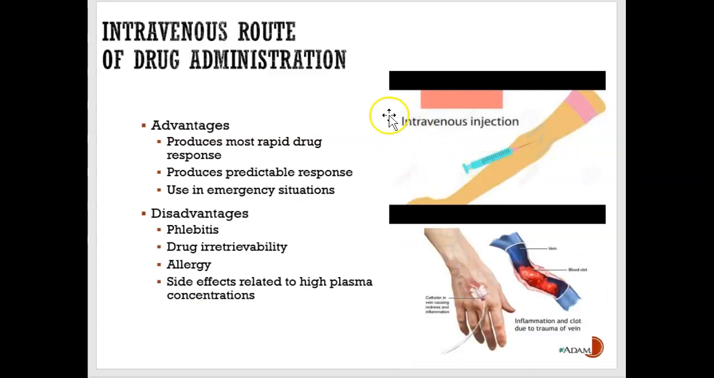There's the IV, intravenous injection, where they inject it right into your vein. So this is quick, right? Because you don't have to go through the stomach and the intestine. It goes straight into the vein, and it produces the most rapid drug response. The disadvantage to that is you can get infection, redness, phlebitis, right? You can get some infection or inflammation rather.